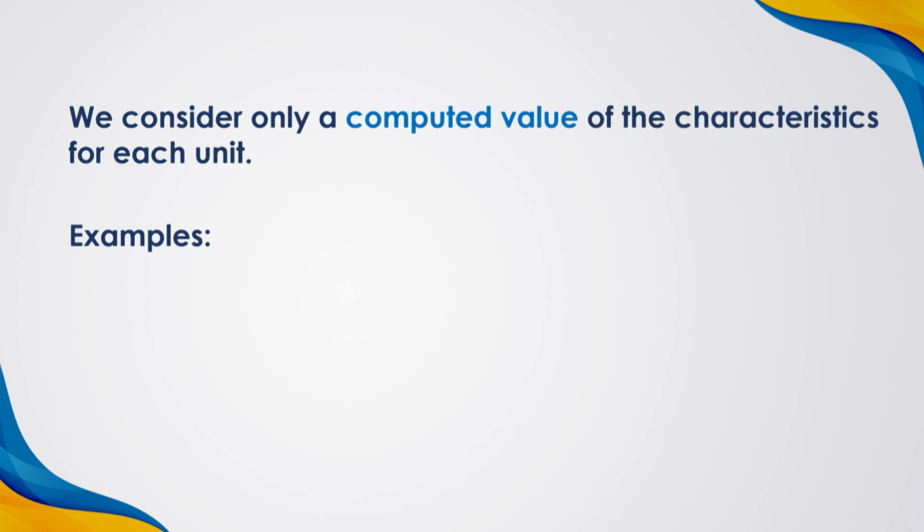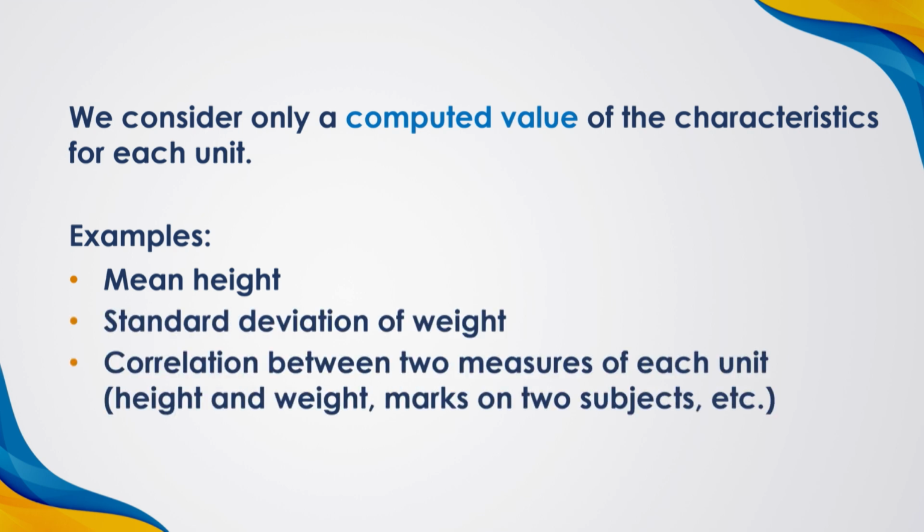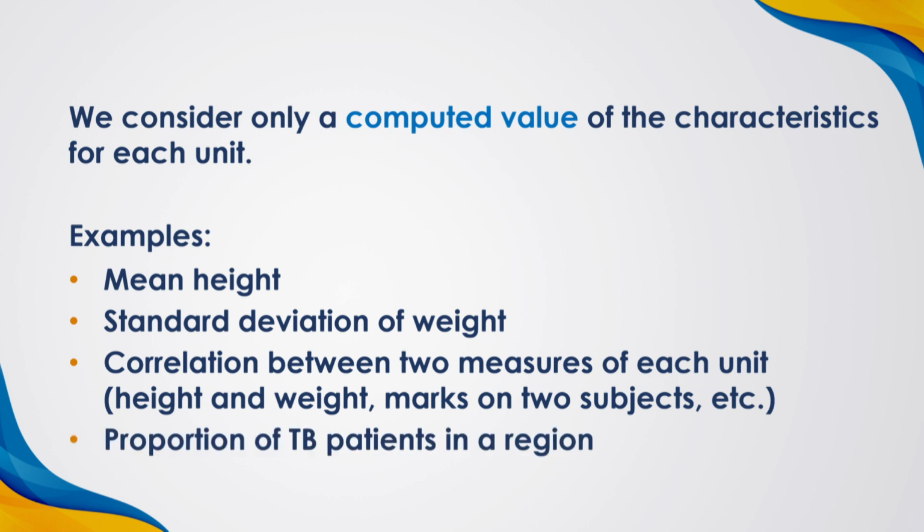We consider only a computed value of the characteristics for each unit. For example, mean height, standard deviation of weight, correlation between two measures of each unit, height and weight, marks on two subjects, and so on. Proportion of TB patients in a region.